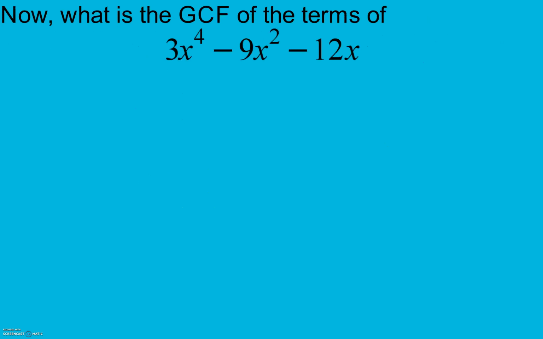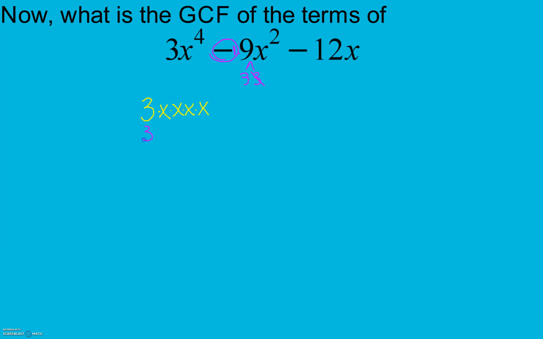Feel free to pause here and give this a try if you'd like. What is the greatest common factor of these terms? Well, again, 3 is prime, so I don't have to break that down at all. And then I have x to the 4th power, which means I take my base, x, times itself 4 times. 9, I can break down as 3 times 3. And don't forget we have this negative. That's like a negative 1 times 9.